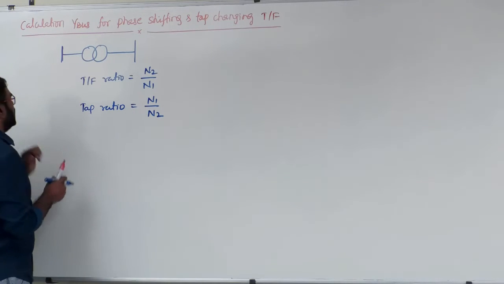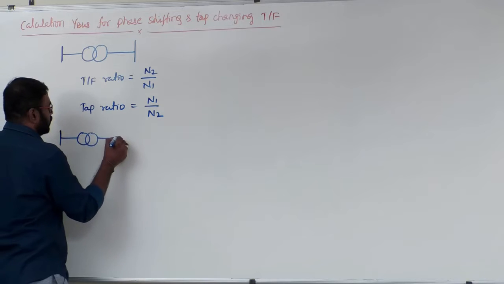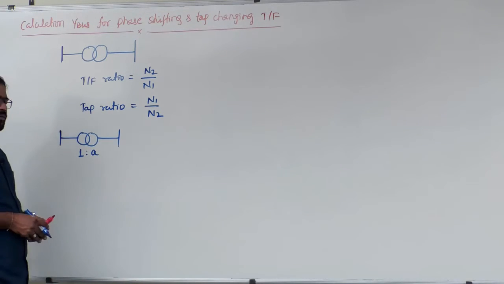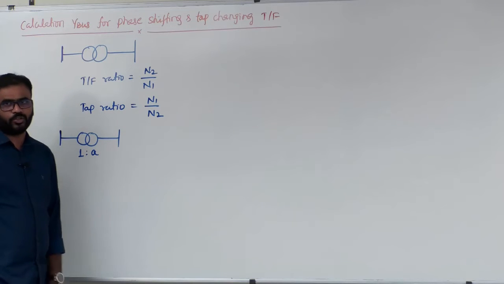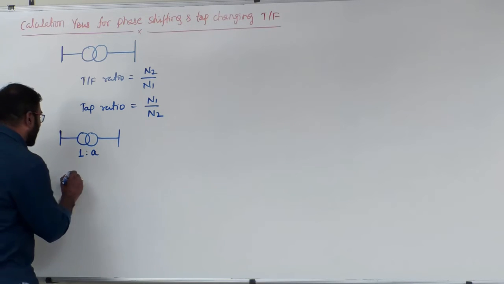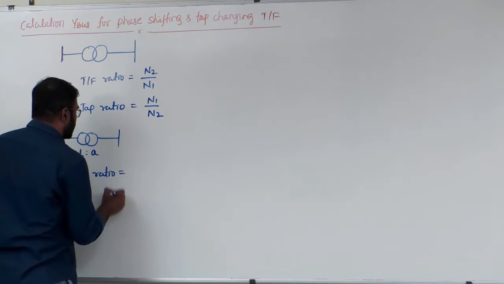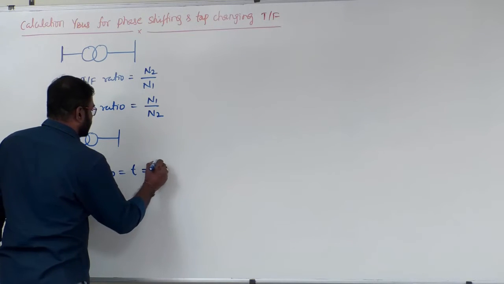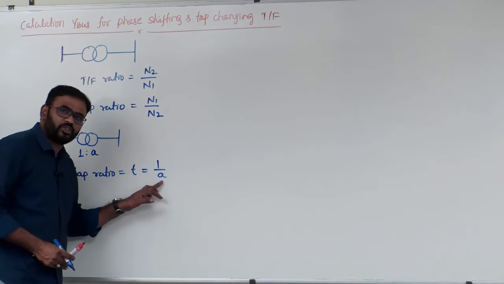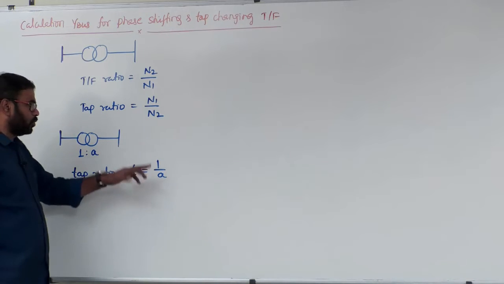Let's say here I have a tap changing transformer, 1:A, where A is the transformation ratio. N2 by N1 equal to A. What is tap ratio? Tap ratio is, for example, T, that is 1 by A. But be careful: transformation ratio is A, tap ratio is T, and T equals 1 by A.